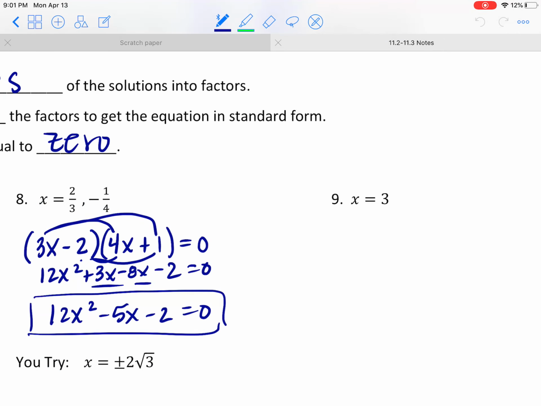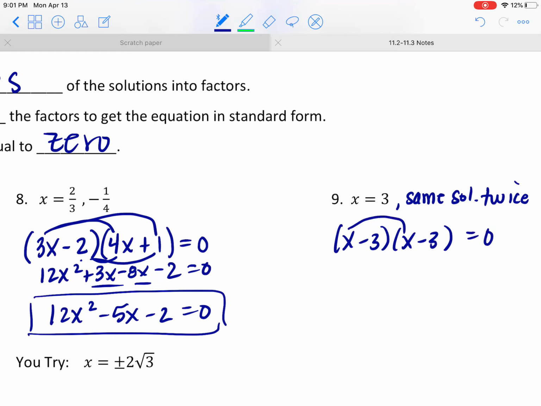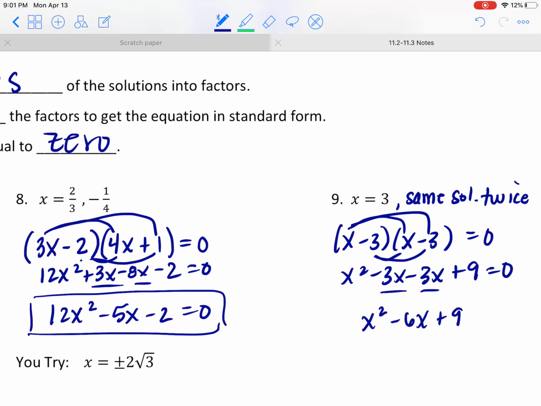So here, when it says x equals 3 is the only solution, it just means x equals 3 is the same solution twice. That's what happens. So that means x minus 3 is a factor twice. So we have an x squared, a minus 3x, a minus 3x again, and a plus 9. Combine like terms, and so our equation is x squared minus 6x plus 9 equals 0.